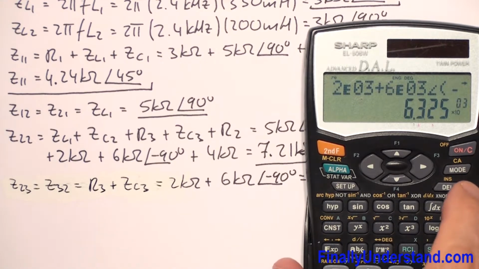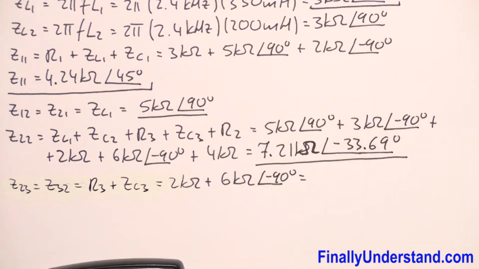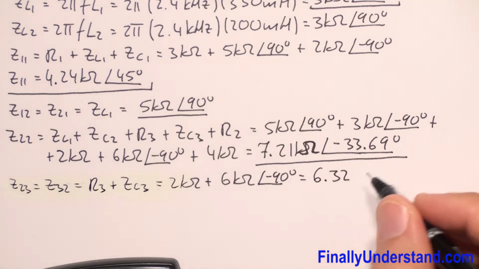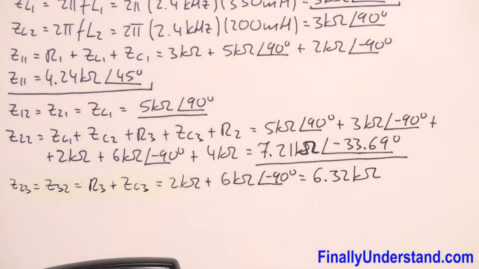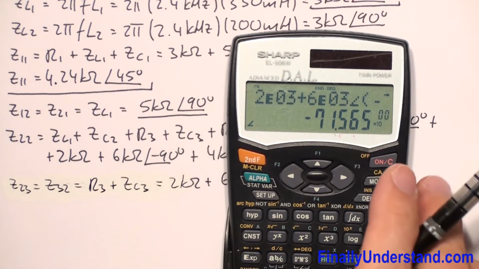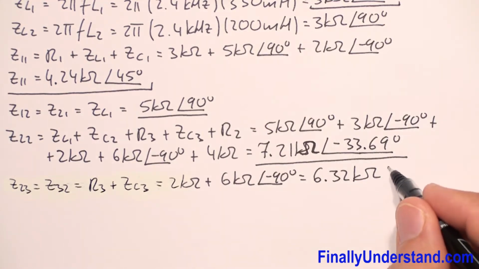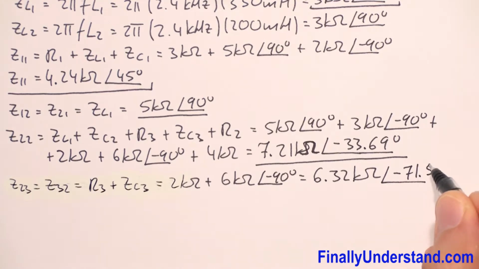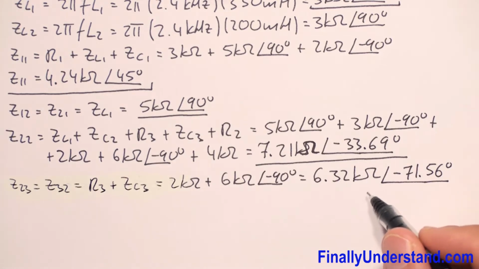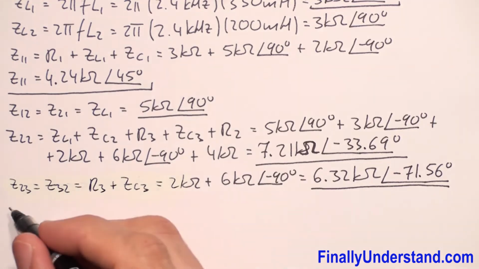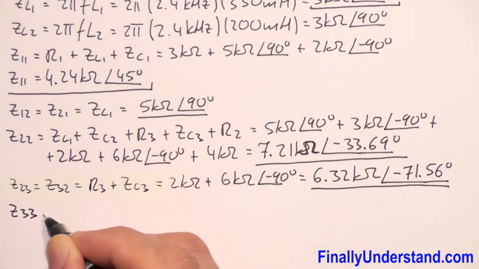This is equal to 6.32 kilo ohms and angle of negative 71.56 degrees. Okay, so this is my Z23 or Z32.